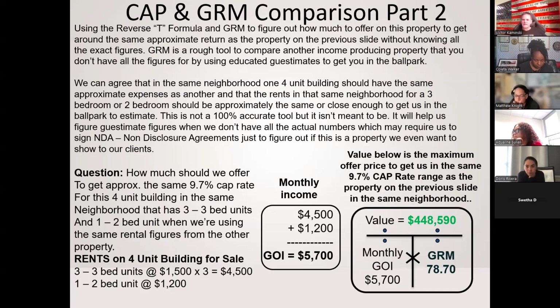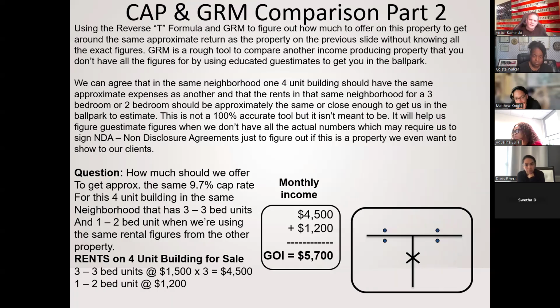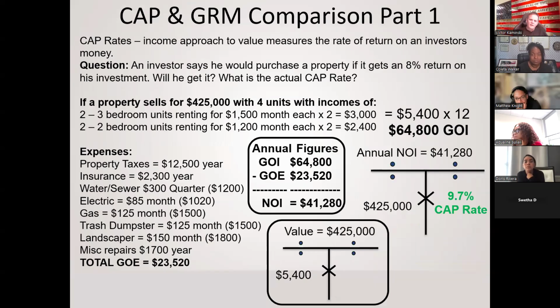So this is in all practicality how to actually use this reverse T formula. You want to snap a picture of this, how we calculated this problem, and then we related it to the next one. Or you could just watch the recording and see how we figured it out, or I do the walkthrough.